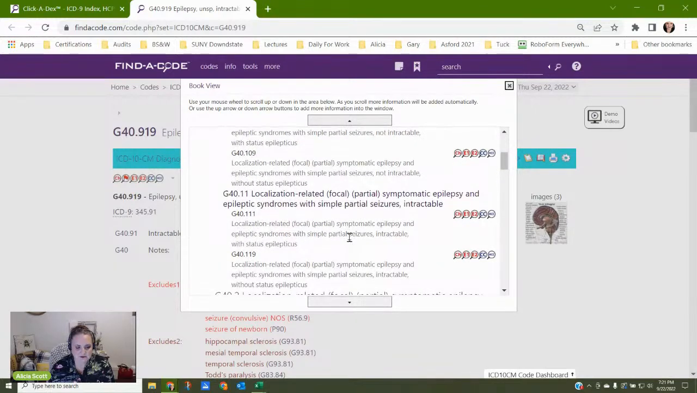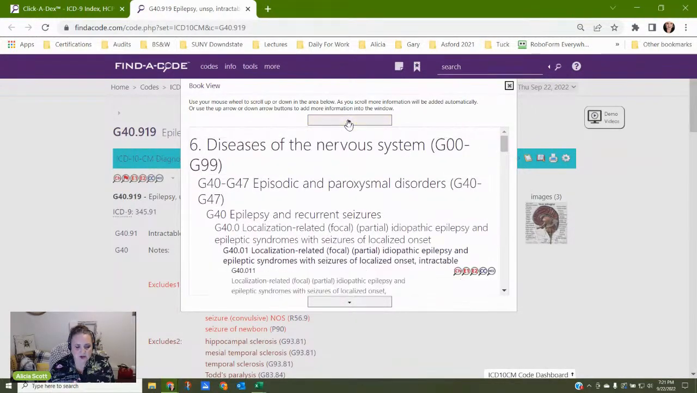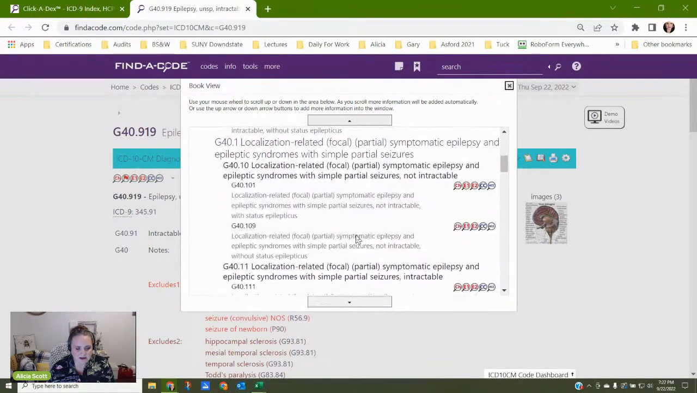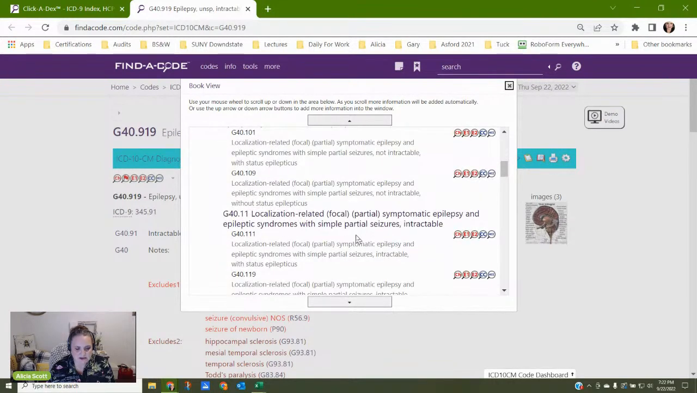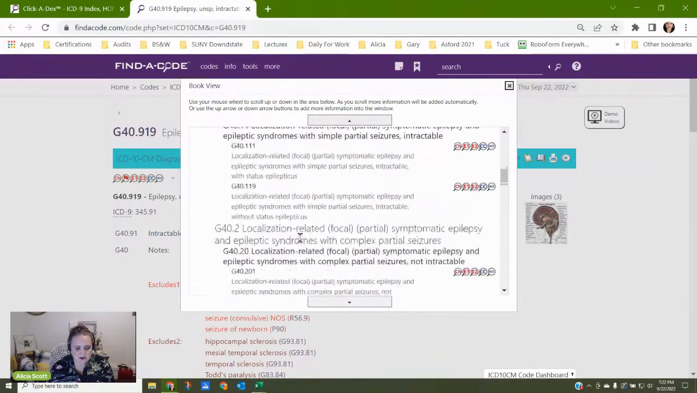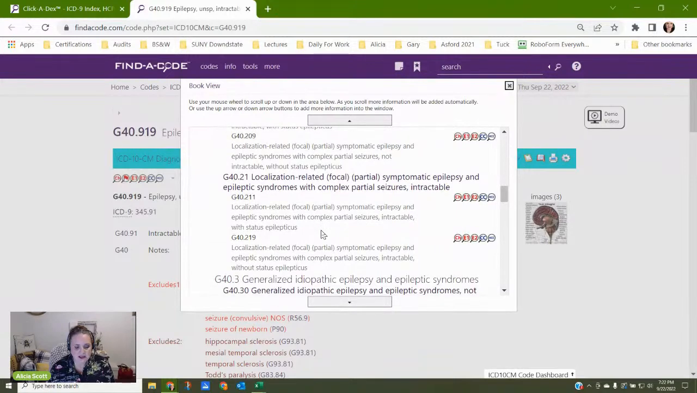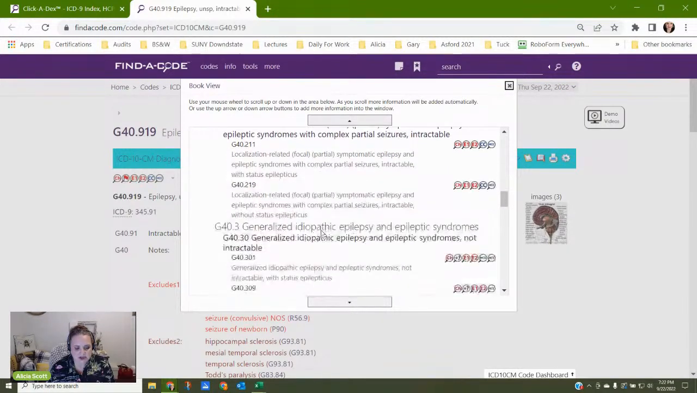symptomatic. No. Again, you're just running your finger up. Seizures of localized onset, intractable. Yes, that's what he is. And so related focal partial, idiopathic. It's not idiopathic. Symptomatic. Symptomatic, yes. Epileptic syndrome. Nope, he doesn't have epileptic syndrome. Oh, no, and epileptic syndromes with complex partial seizures, not intractable. Okay. So again, look at all of my options that I have to go there.